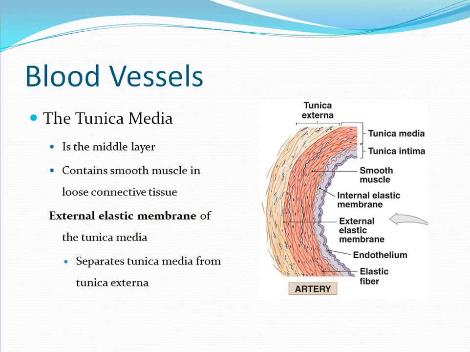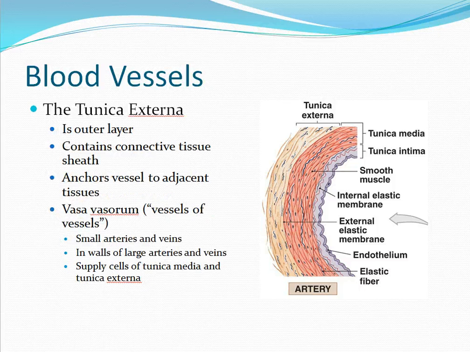The tunica media is the middle layer. This is made up of smooth muscle embedded in loose connective tissue. The inner boundary of the tunica media, right along here, is called the external elastic membrane. This separates the tunica media from the tunica externa. The tunica externa is the outermost layer. This is the connective tissue sheath that surrounds a blood vessel. One function of the tunica externa is to anchor the vessel to the adjacent tissues.